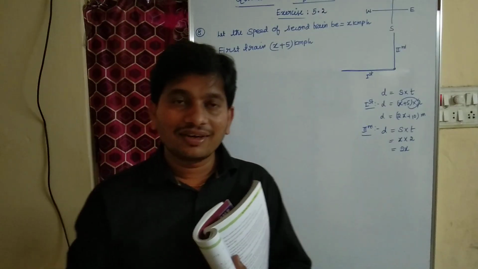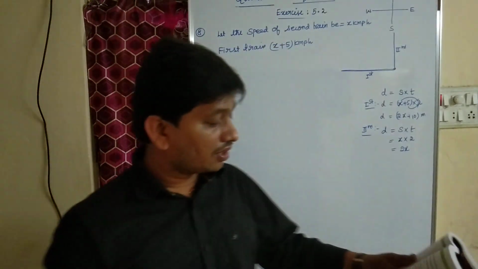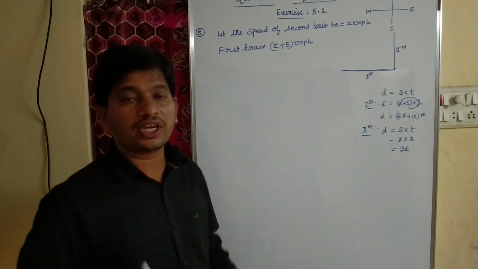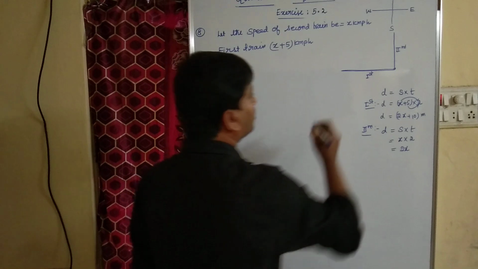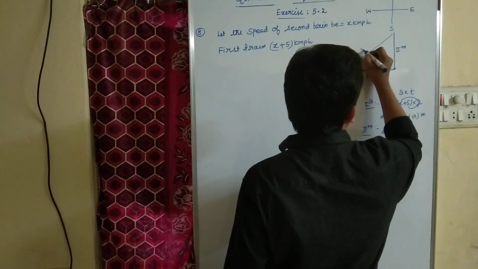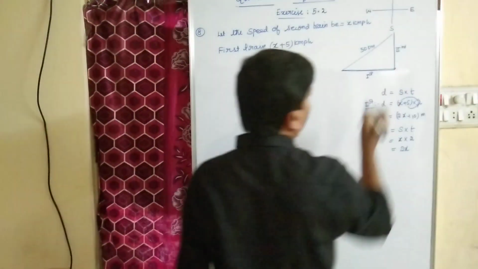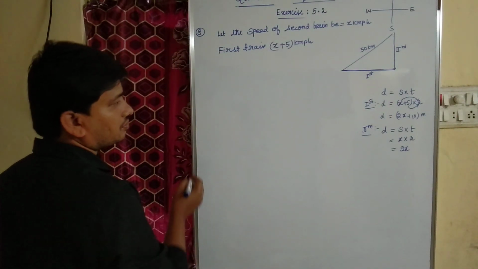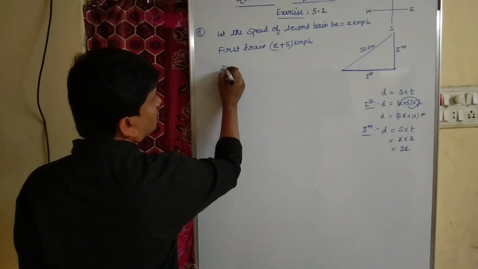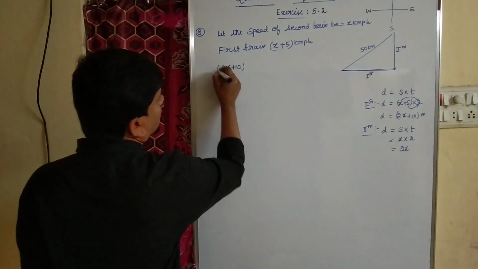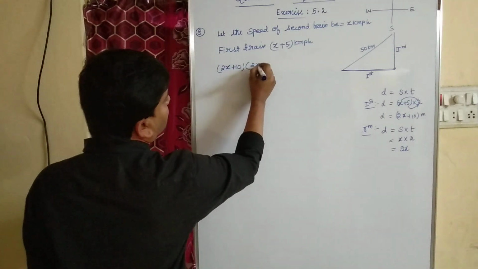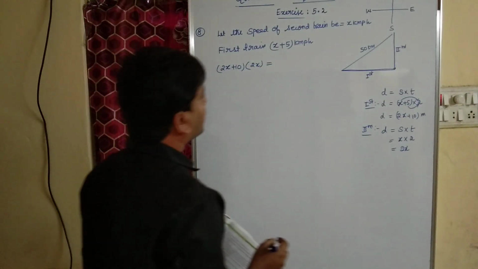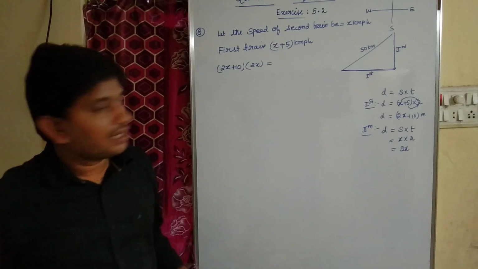According to the statement, after 2 hours they are how much apart? After 2 hours they are 50 kilometers apart. Right? So the distance traveled by the first train is 2x plus 10, and the distance traveled by the second train is 2x.